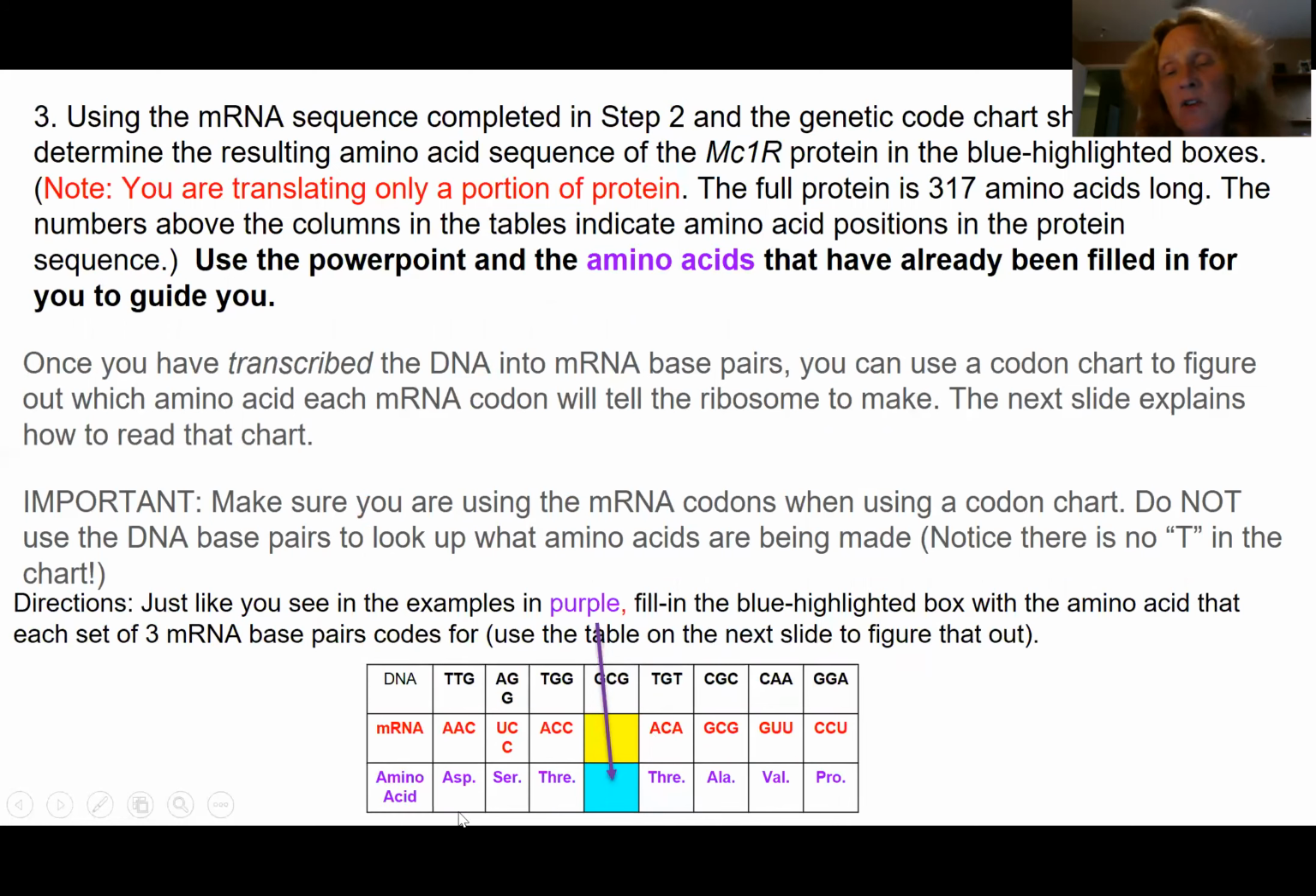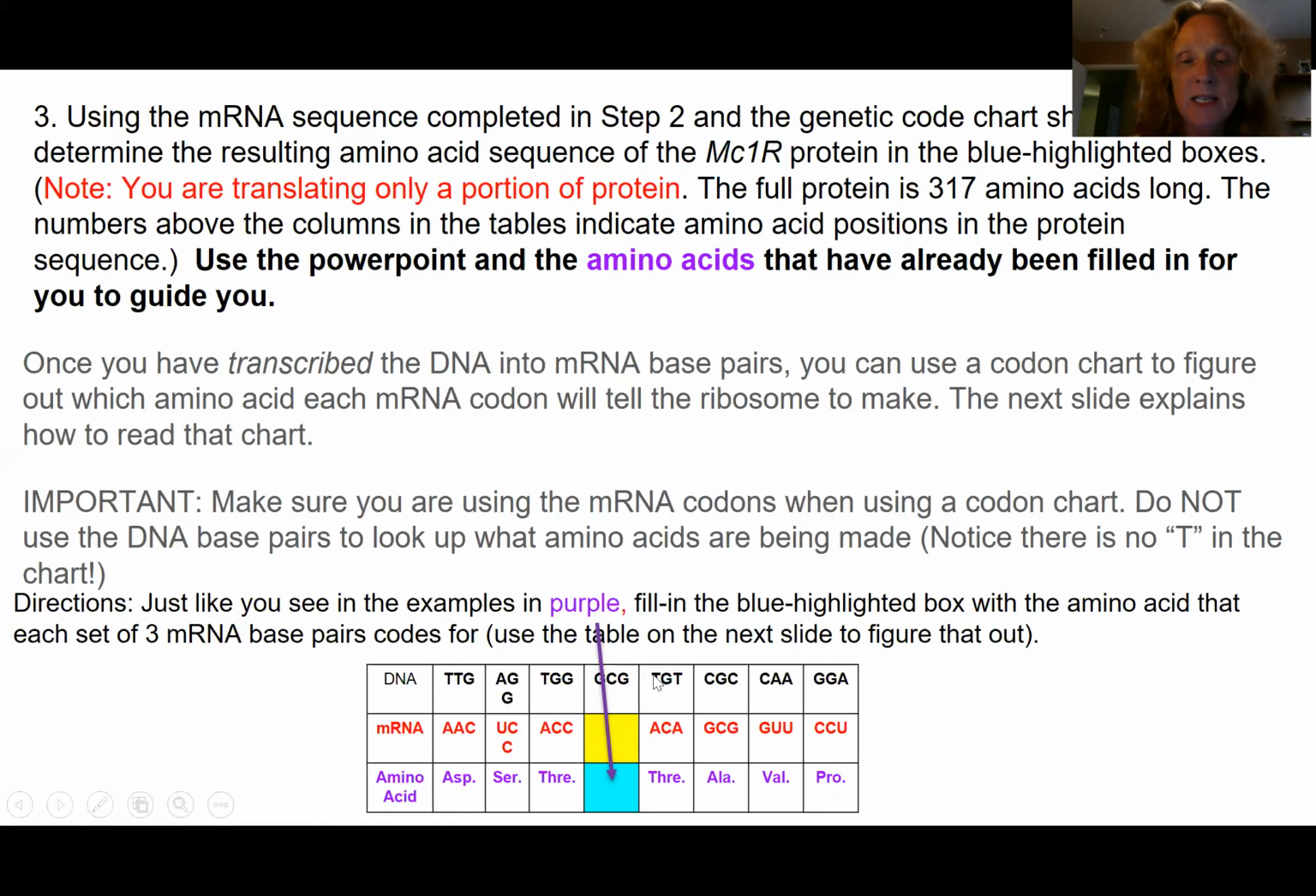And you'll notice that these are all the abbreviations for the amino acids. The chart actually gives you the full name so that you can see if you would like to know what the full names are. You're translating only a portion of the protein. Keep in mind, you're not doing the whole thing, okay? The full protein actually has 317 amino acids. You're not doing that many, okay? You're going to use the PowerPoint, and the amino acids have already been filled in to guide you, okay?